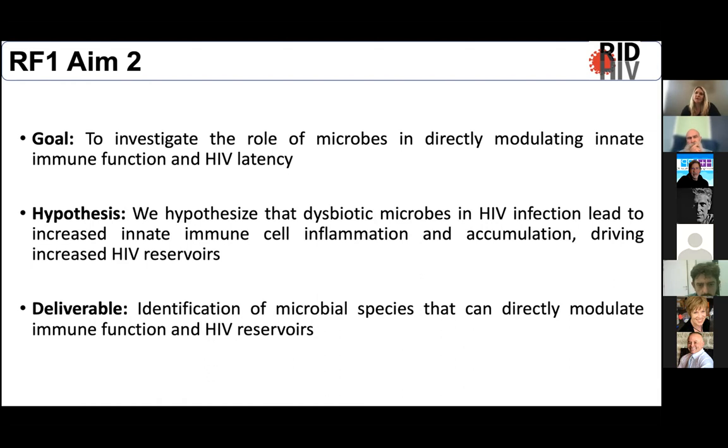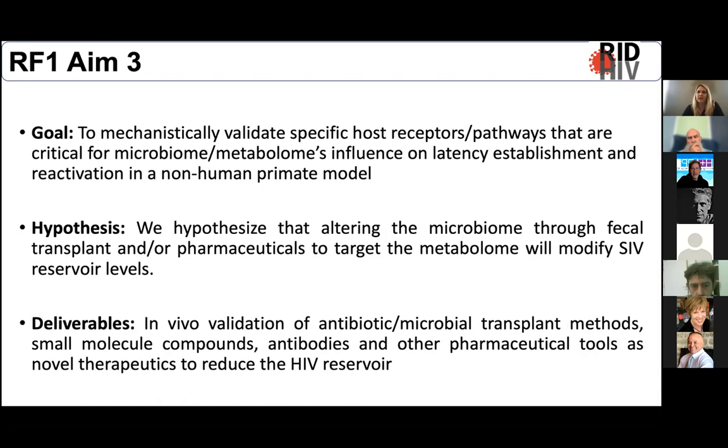And the goal of aim 2 is to identify direct microbes and the pathways that they can trigger that can associate with the persistence and latency. And ultimately, those two aims will come together where we hopefully identify these different microbes and metabolites that are really important in HIV. And then in aim 3, we're going to mechanistically validate these.